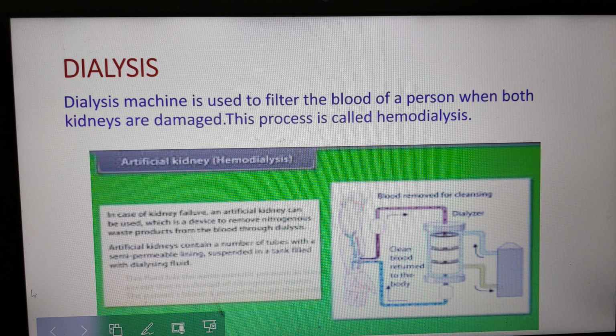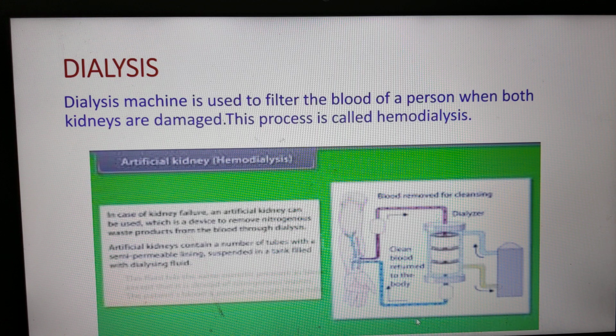Now, what is dialysis? Suppose both the kidneys are not functioning properly, then the person has to go for a kidney transplant or dialysis in kidney disease. Let me tell you how this works. This is the impure blood passing through the dialyzer. The dialyzer actually acts like a kidney itself, but the only difference is it does not have urea. There is a semi-permeable membrane that filters the blood with the help of a solution, and then the pure, clean blood is returned to the body.